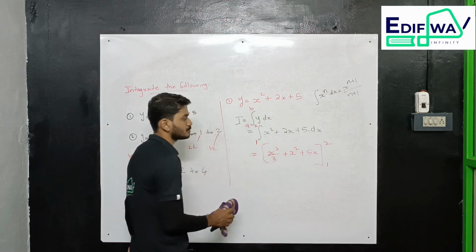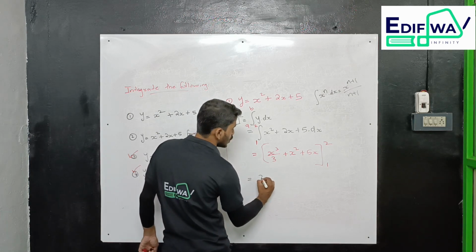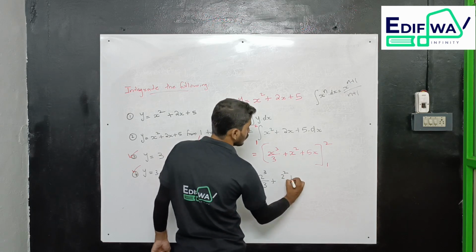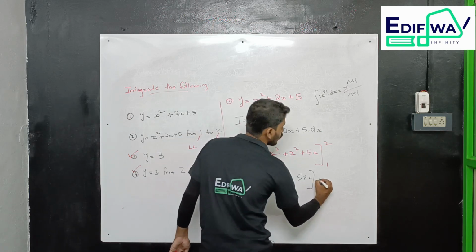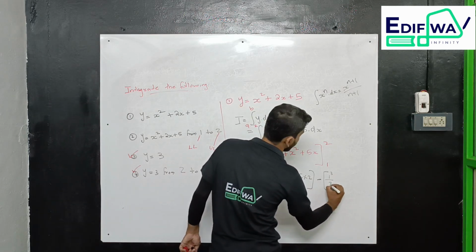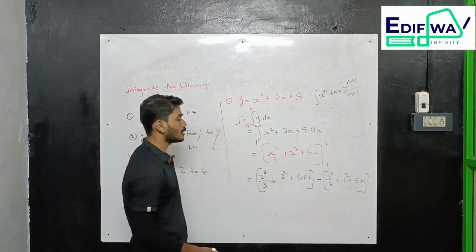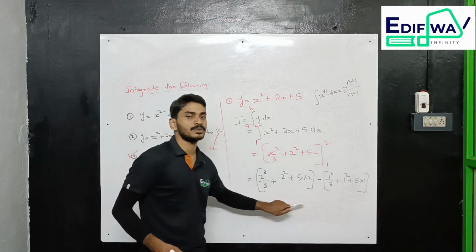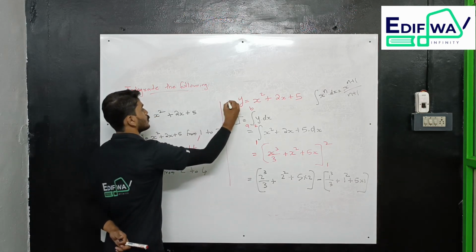First substitute the upper limit for the variable. So it becomes 2 cube by 3 plus 2 square plus 5 into 2. Now you have to put a minus symbol, and substitute the lower limit here. So it is 1 cube by 3 plus 1 square plus 5 into 1. So you can use a calculator to find the answer for this. Clear? So this is how you do the second question.